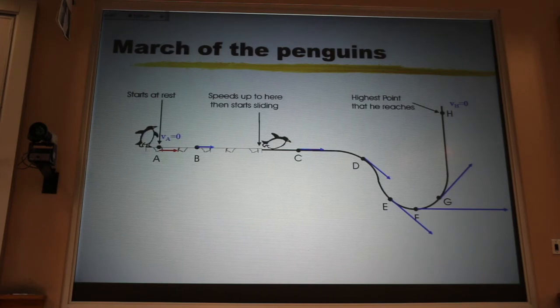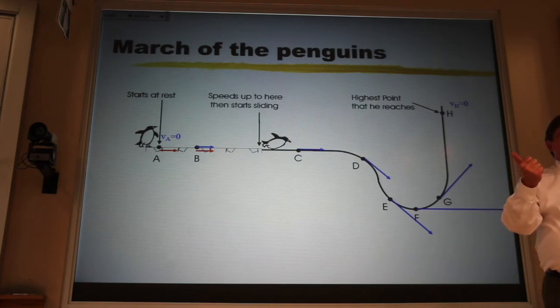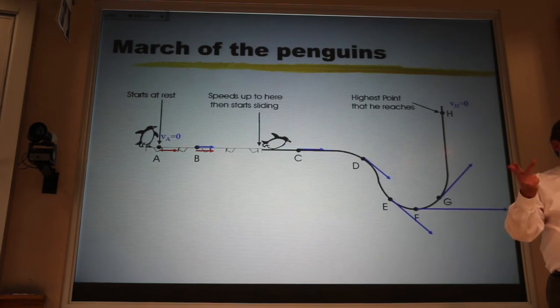At B, the penguin is speeding up in a straight line. That means the acceleration would be in the same direction as the velocity. At C, the penguin is not speeding up, the penguin is not slowing down, the penguin is not turning, the path is straight, and so that means that the acceleration is 0.